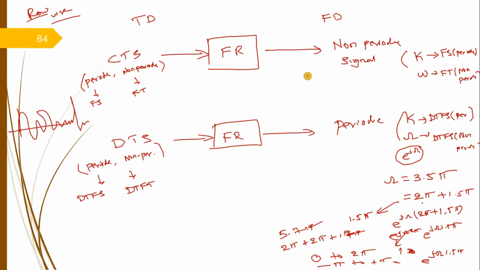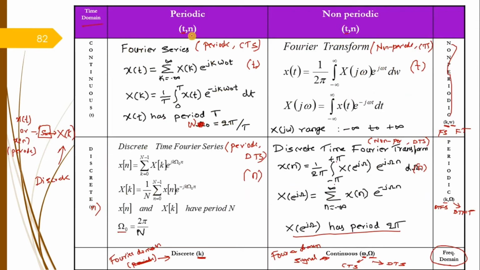But the same thing is not true here in FT. The same thing cannot be true because at every 2 pi, it is a discrete domain, so hence you can do it there, but here it is not possible. Hence it is non-periodic nature when you apply a continuous time signal. So this is a row wise analysis and a column wise analysis. Once again, I take you to the table.